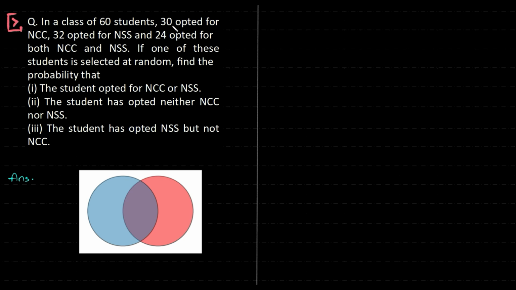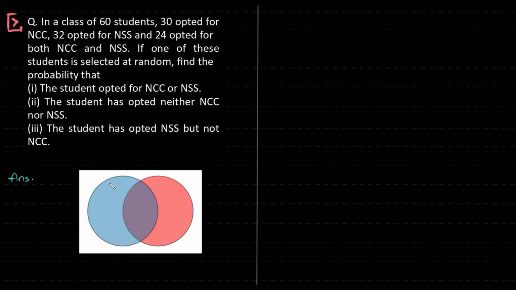In a class of 60 students, 30 opted for NCC and 32 opted for NSS. 24 opted for both. Both means what? Union or intersection? Yes, intersection, right? If one of these students is selected at random, find the probability that the student opted for NCC or NSS. Okay, let's think of this. Let's look at the other question later.